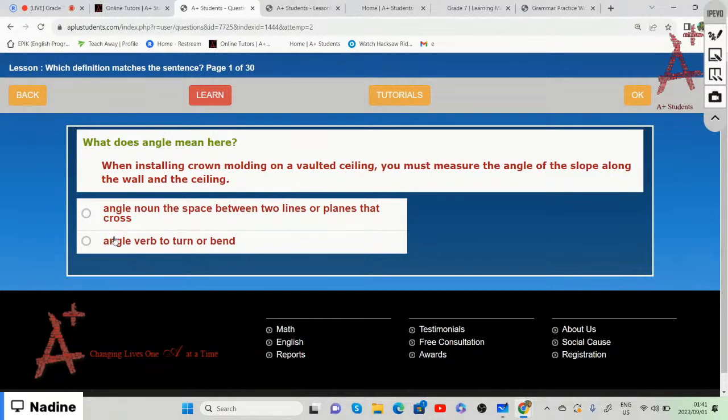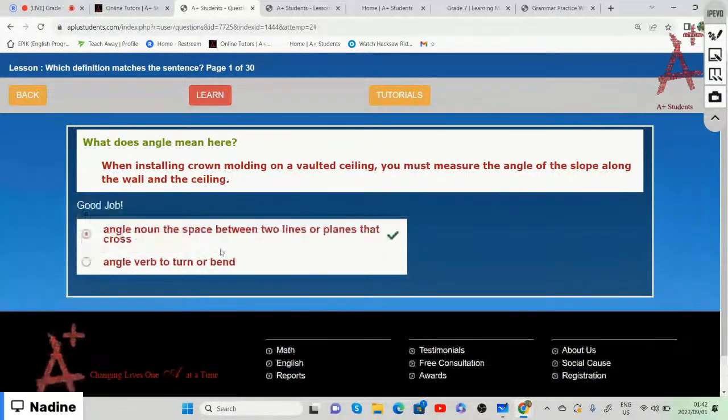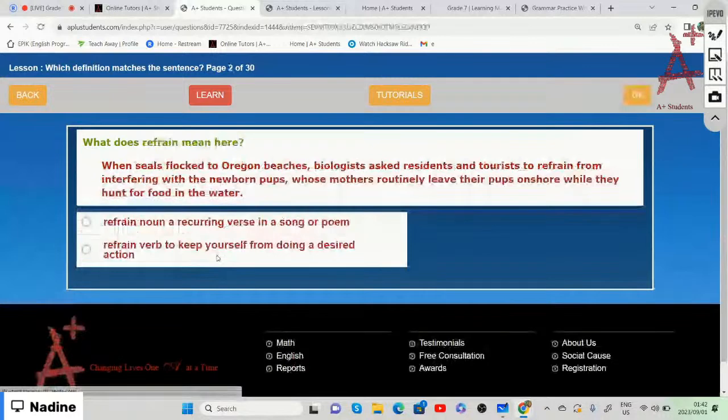So when installing crown molding on a vaulted ceiling, you must measure the angles of the slope along the wall and ceiling. So we can say, let's use the first one, right? It's the space between the lines and the planes.